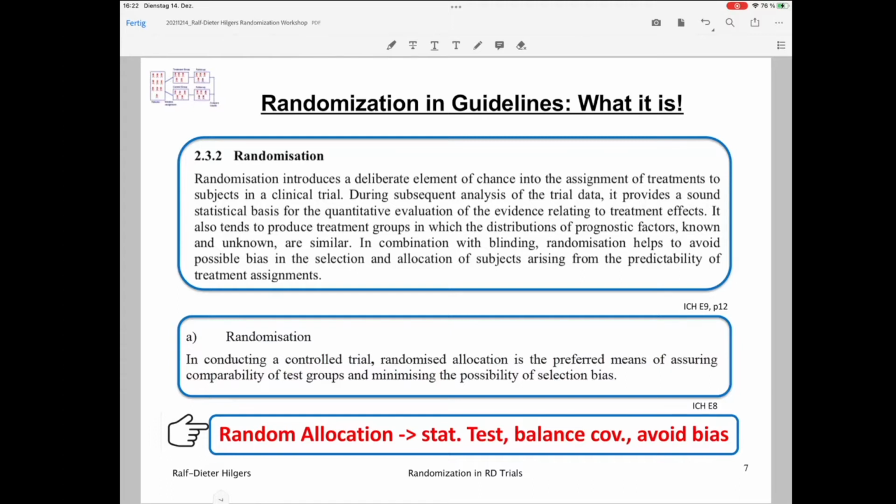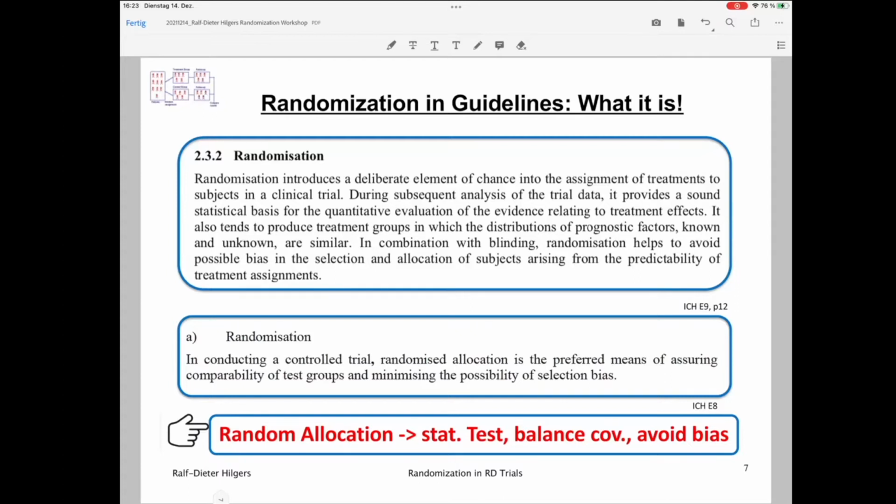And the third aim, in combination with blinding, randomization helps to avoid possible bias in the selection and allocation of subjects arising from the predictability of treatment assignments, what we call nowadays allocation bias or selection bias. So these three aims, randomization should help us to do. And most people think more in other directions. But anyway, we will discuss this in a couple of minutes.